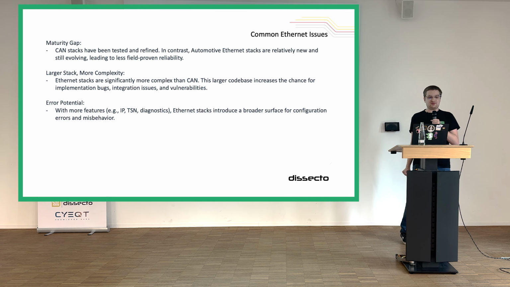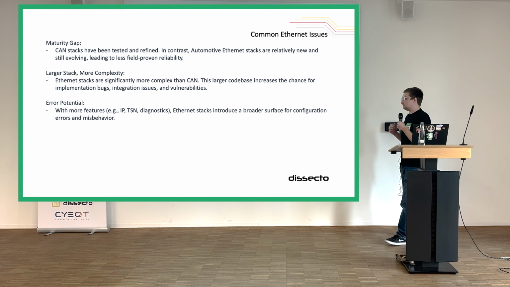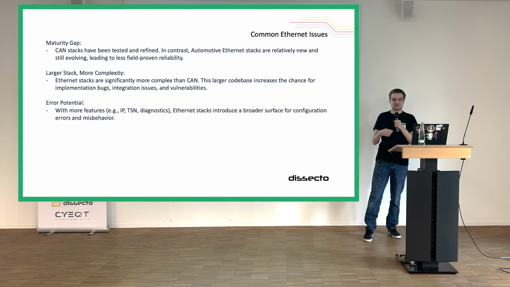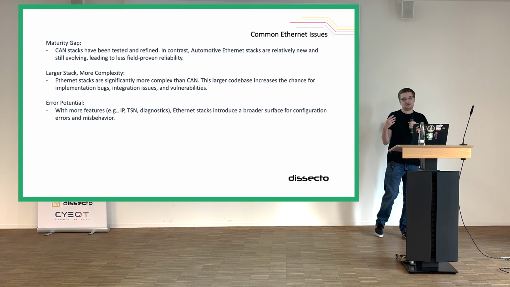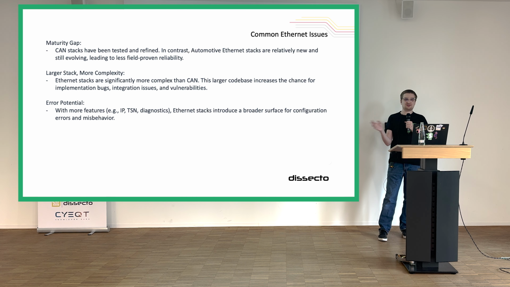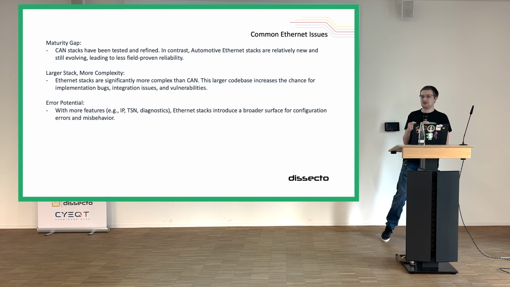And there's also the error potential. We have a lot more features on the individual stacks, which also comes with a larger stack and more complexity. And these features also introduce a broader attack surface. For example, with CAN, we normally don't use dynamic ID resolution. We just use a certain CAN message ID for that. An ECU can have multiple IP addresses. You can use DHCP to get more IP addresses, and just all the functionality combined leads to more possibility for making errors.